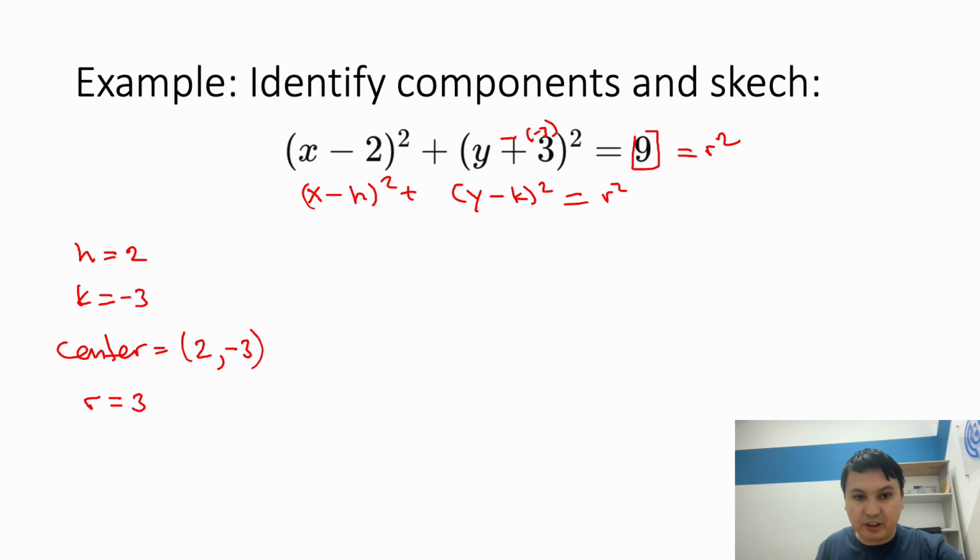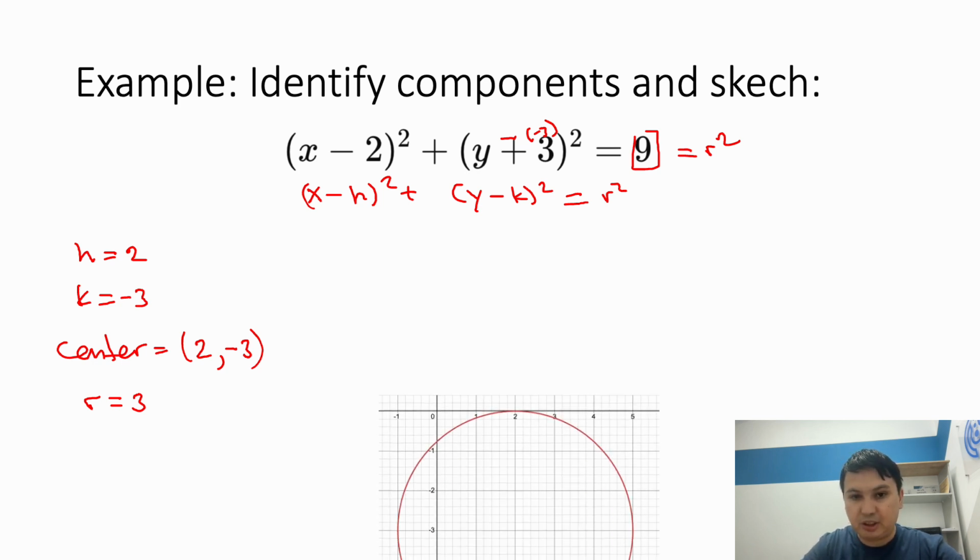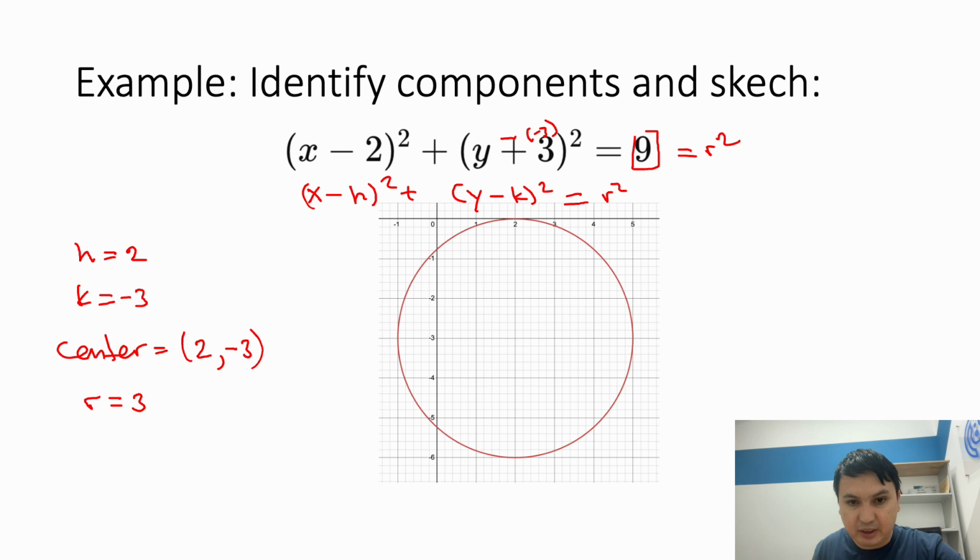Now I need to locate the center in the coordinate system and sketch a circle with radius 3. So here's my x-axis at 2, here's my y-axis, which means this is going to be my center. Then I need to sketch a circle of radius 3, which means this distance right here should just be 3. So this red one is the sketch for this equation.